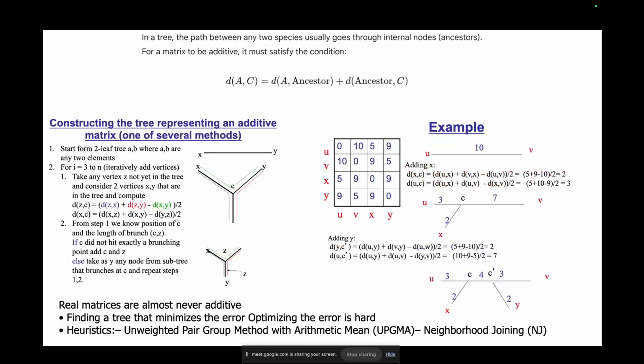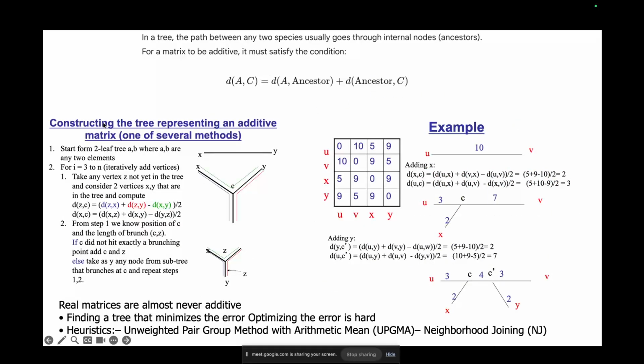Okay. Yeah, so again, I'll quickly go through this because the next slides, I think, are more important for you guys than this. But I just wanted to give you a foundation on this. Okay, so in a tree, the path between any two species goes through internal nodes. For a matrix to be additive, you need this particular condition, which I just showed here.